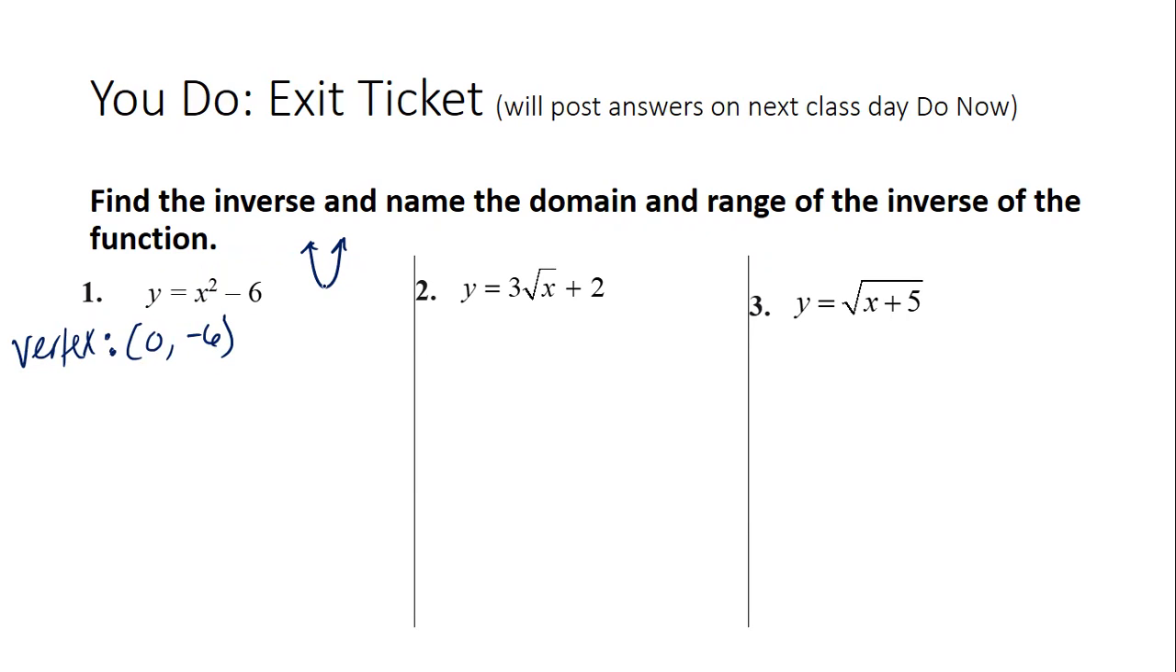In order for this to have an inverse, there has to be a domain restriction. So what is the smallest my domain can be? 0. And then it continues to infinity. My range would be what? What's the smallest my range is? -6 to infinity. Okay. And then I'm going to pause and let you guys do the inverse and the domain and range of the inverse, okay? So pause and then we'll come back.